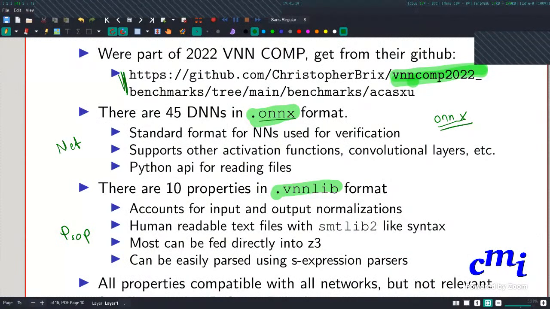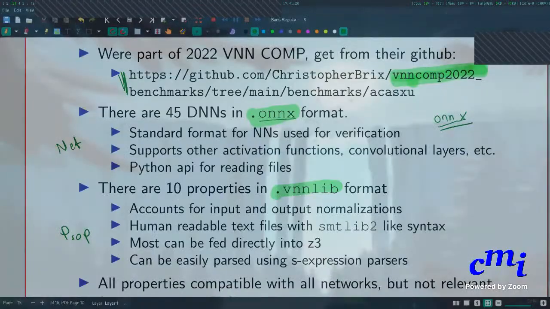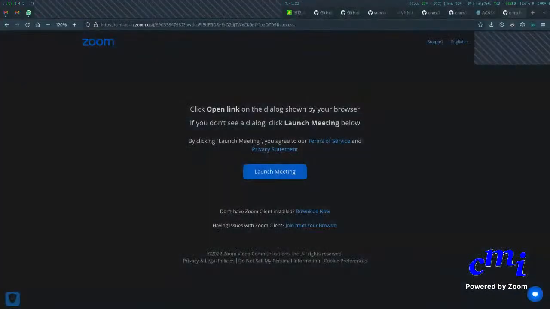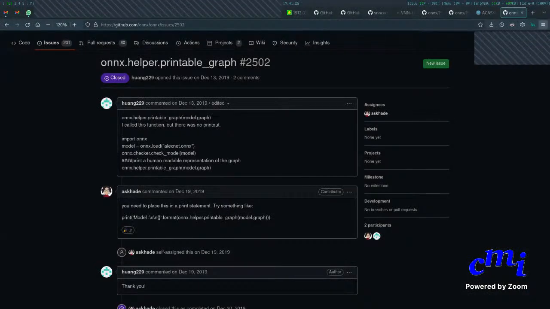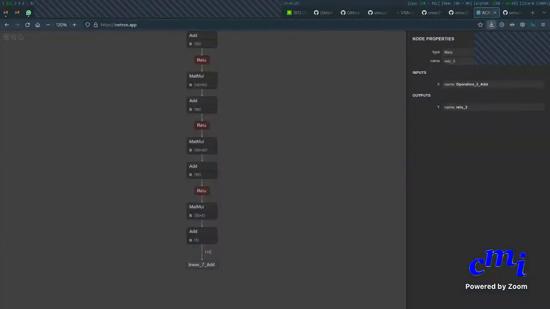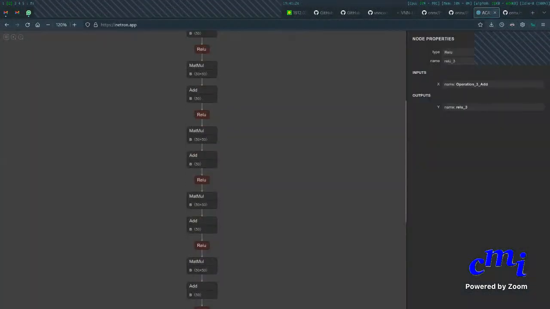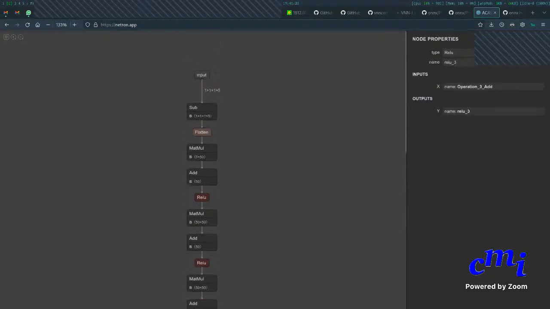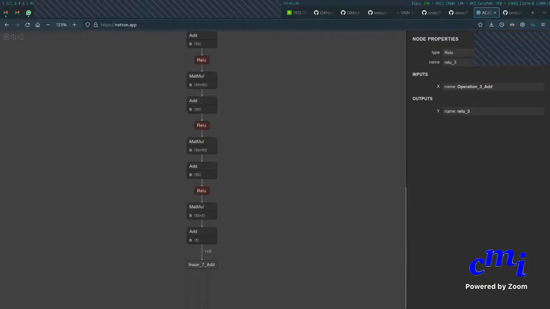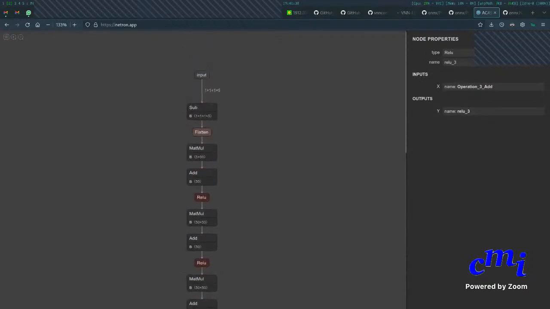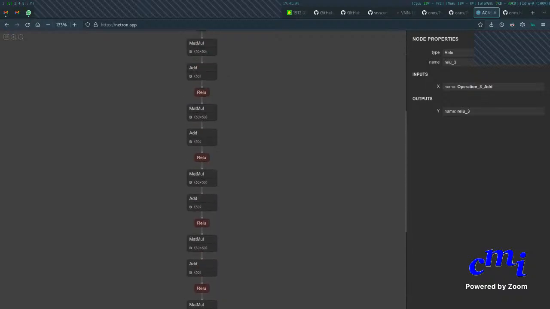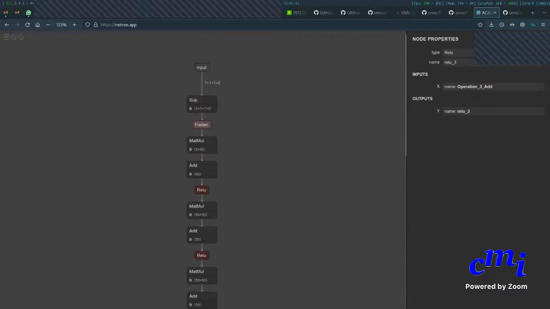There is one more thing you can do with the ONNX files, which is this website called netron.app. There you can visualize the ONNX file as a graph, which shows the flow of operations you need to do to get the result of the DNN. So for example, here, I don't know if it's visible, so I'll maybe make it a little larger.